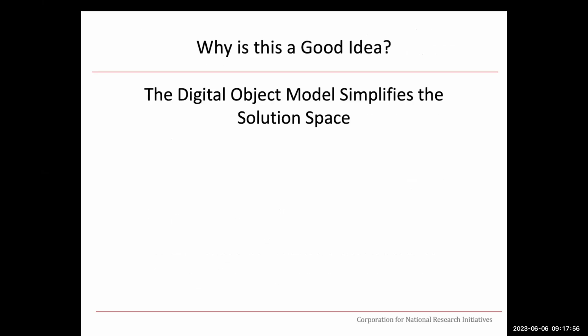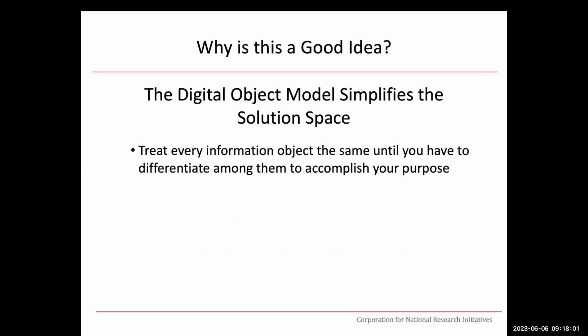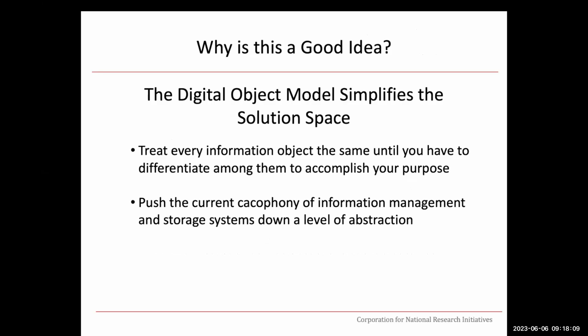Why is this a good idea? The digital object model simplifies the solution space. Again, treat every information object the same until you have to differentiate to accomplish your purpose. Push the current cacophony of information management and storage systems down a level of abstraction. If you have 27 different systems, and you build a client to address 27 different systems, you have to understand 27 different systems, and they're going to change over time. What you want is those 27 different systems all to talk to one middle layer, and then your client deals with that layer.